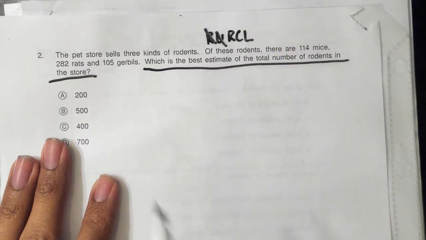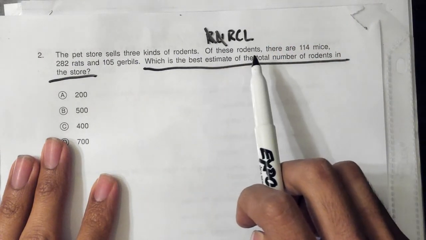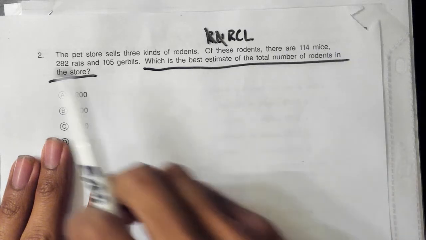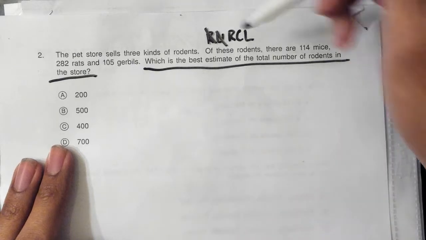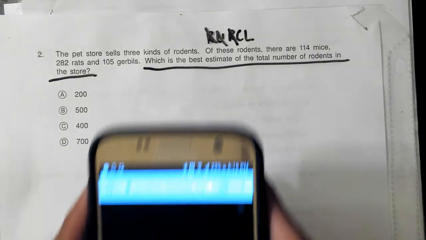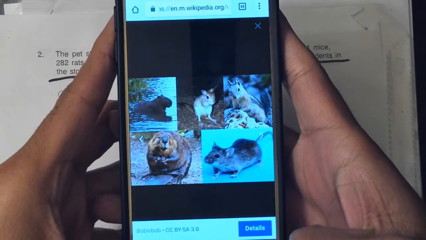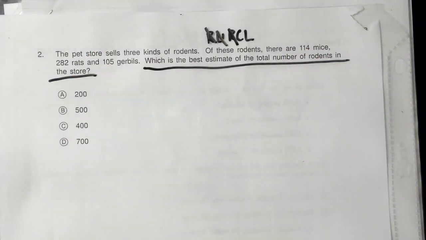Let's read the details. The pet store sells 3 kinds of rodents. Of these rodents, there are 114 mice, 282 rats, and 105 gerbils. Let's cross that out. Let me show you what a rodent is. A rodent is any animal that looks similar to a mouse. So these are all examples of rodents, and they give us examples in the problem.